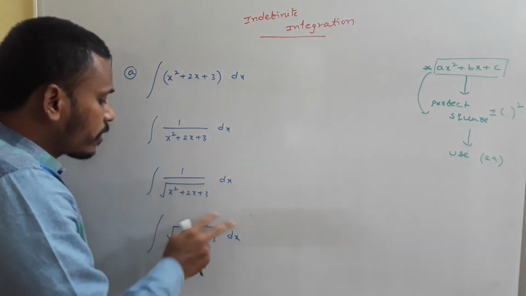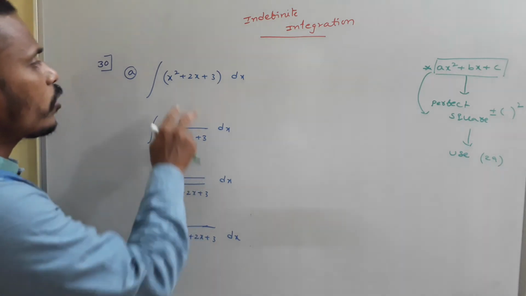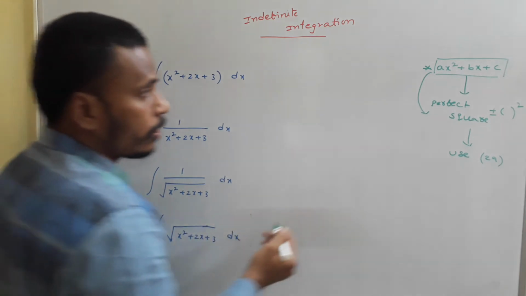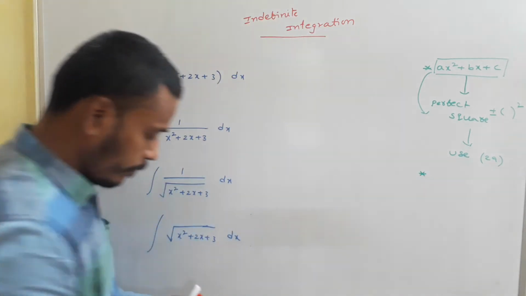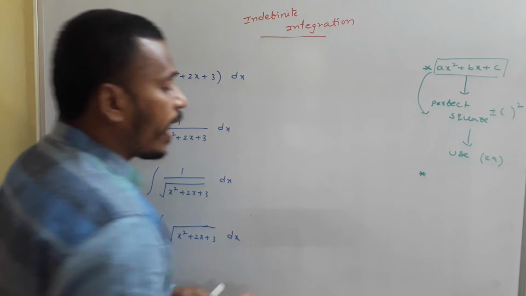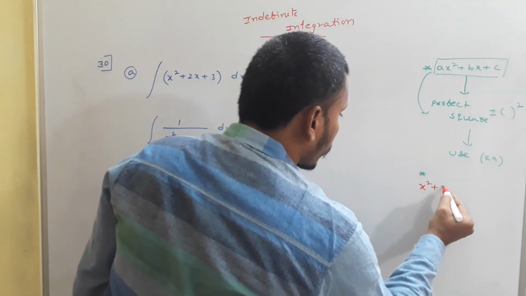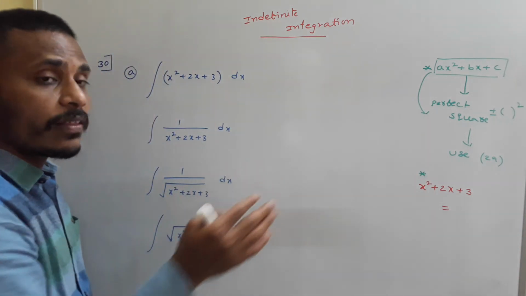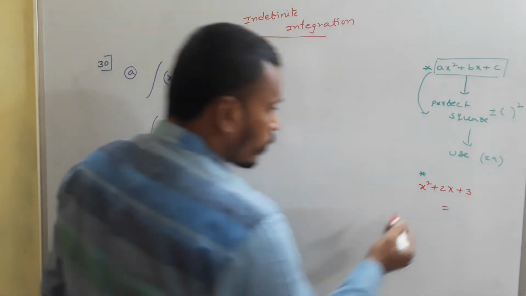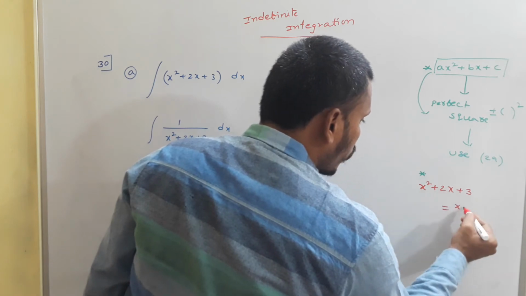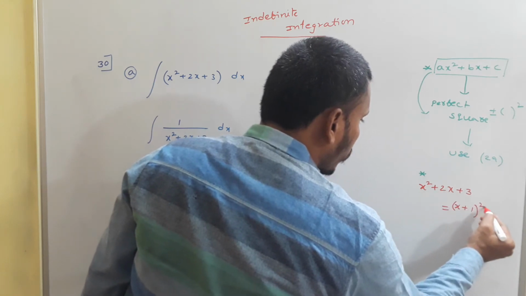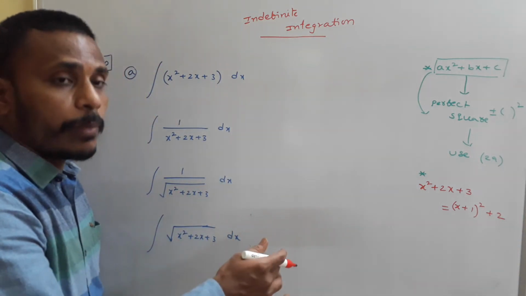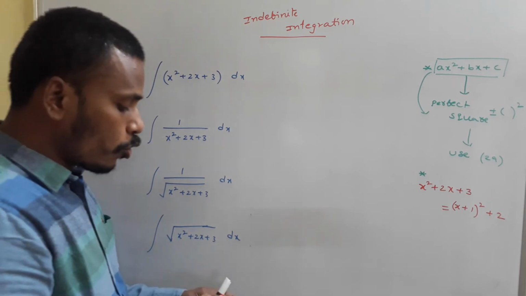x square plus 2x plus 3 is involved. It is easy to rewrite this x square plus 2x plus 3 as a perfect square plus some constant. For all other quadratics, there is a way I will give you. First of all, for this problem, x square plus 2x plus 3 is nothing but (x plus 1) whole square plus 2. You just write that 2 as root 2 square.